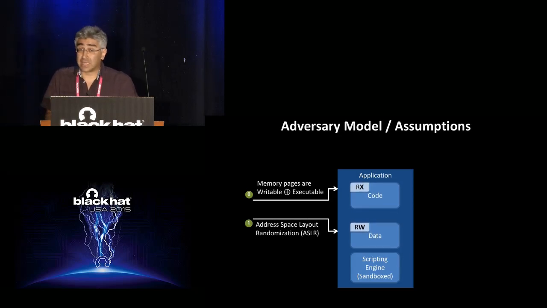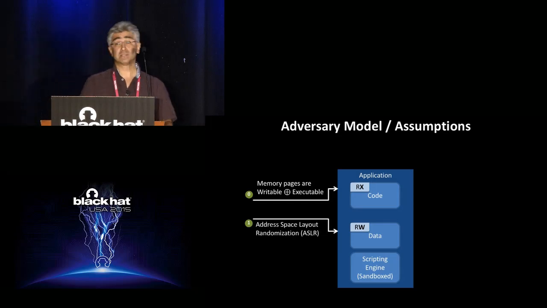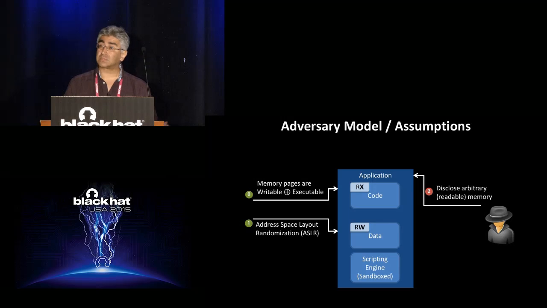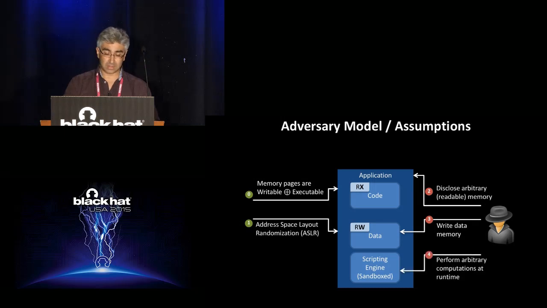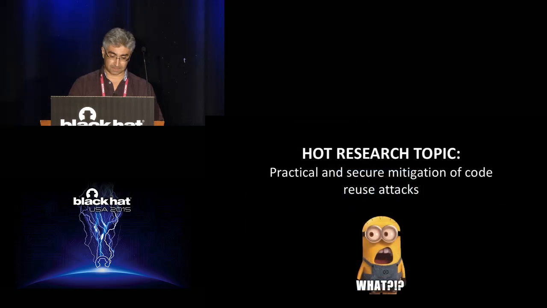Also, we assume that there is randomization, because most realistic real-world systems use ASLR in the conventional sense, so to say. But we assume about the adversary that it can disclose memory, so get side-channel information. It can write to the memory. And it can also perform arbitrary computation because it has access to the scripting engine. So a scripting engine can be seen as an oracle that is working for the adversary.